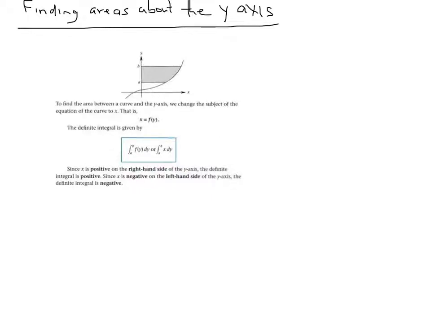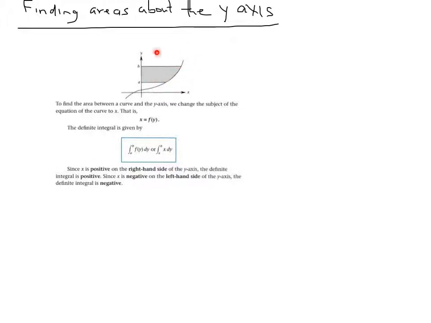The final part of integration is finding areas around the y-axis. The ones we've done so far have all been about the x-axis. Now it's all about the y. If you look at the diagram here, it's an area that goes from A to B. So it's like you've turned it on its side, and it's now coming down to the y-axis.